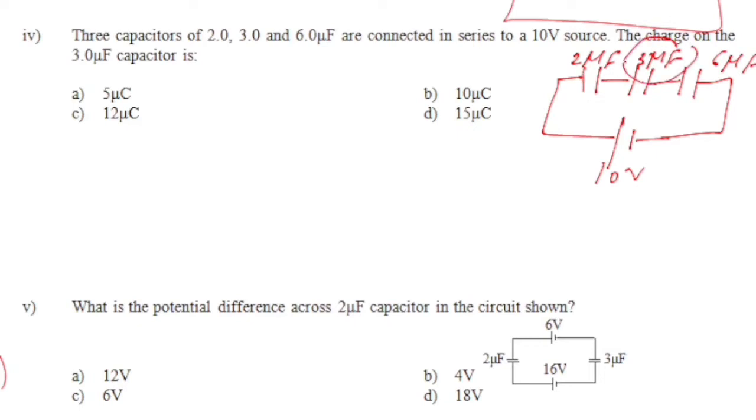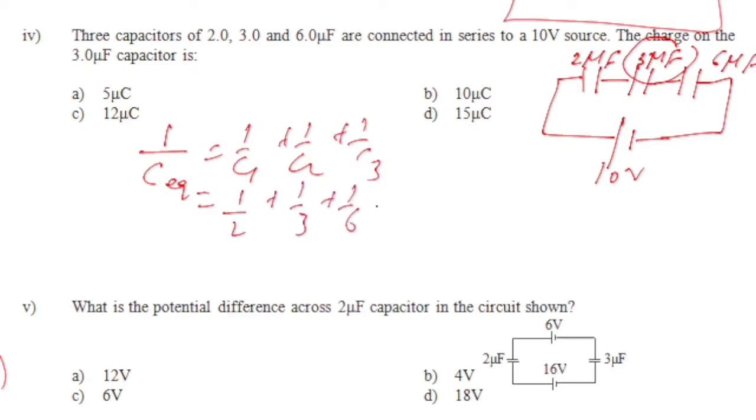So how do you calculate total charge? Before calculating charge, you must know the equivalent capacitance of all these three in series. In case of series combination, 1 by C equals 1 by C1 plus 1 by C2 plus 1 by C3. You solve these: 1 by 2 plus 1 by 3 plus 1 by 6. After solving, C equivalent becomes 1 microfarad.